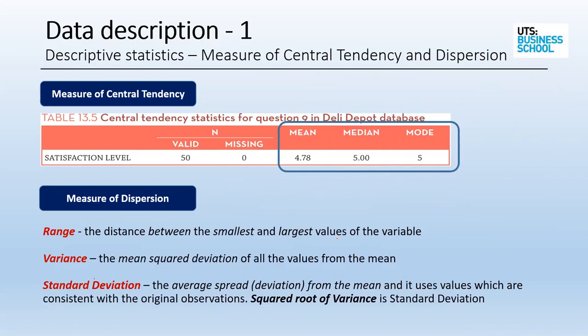Okay. The next part that we look at is measures of dispersion. So measures of dispersion are also very important, and these are range, variance, and standard deviation. So why are measures of dispersion important?